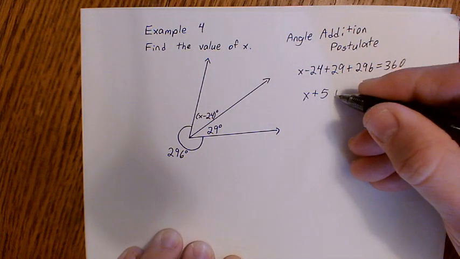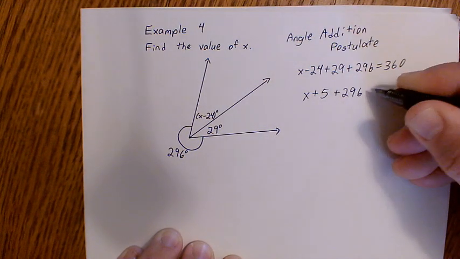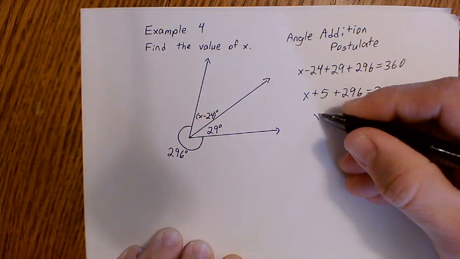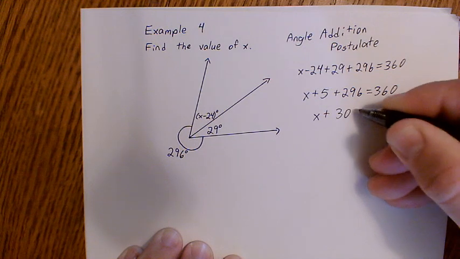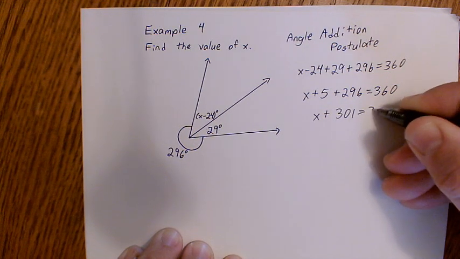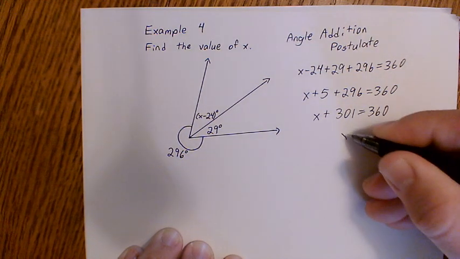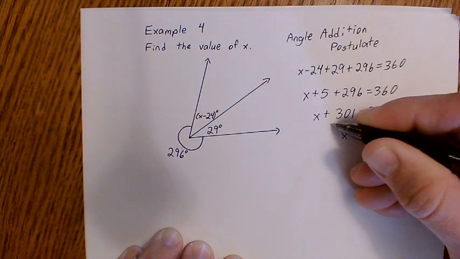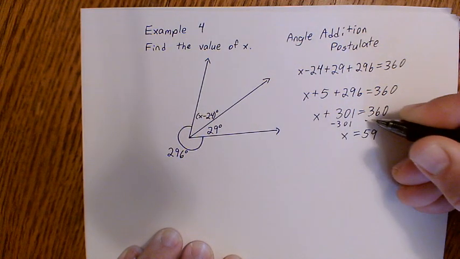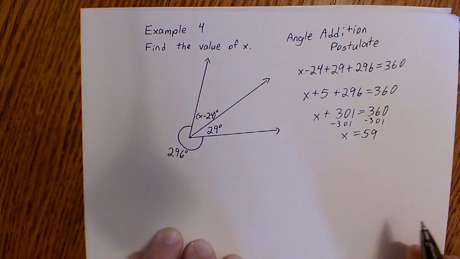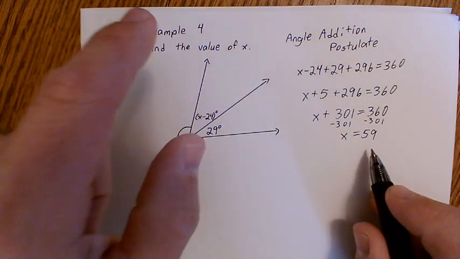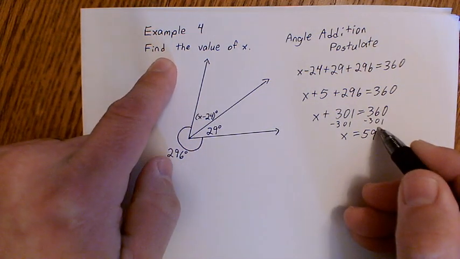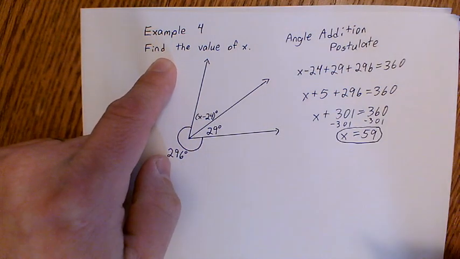I still have the plus 296 right here. And now what I can do is combine the 5 and the 296. So x plus 301 equals 360. And x will equal 59. Now I did forget to show subtracting 301 right there, but I think you knew what I was doing. This is my final answer. Since I was simplifying the value of x, make sure you reference those instructions to make sure you're not missing what to do at the end with that value of x.